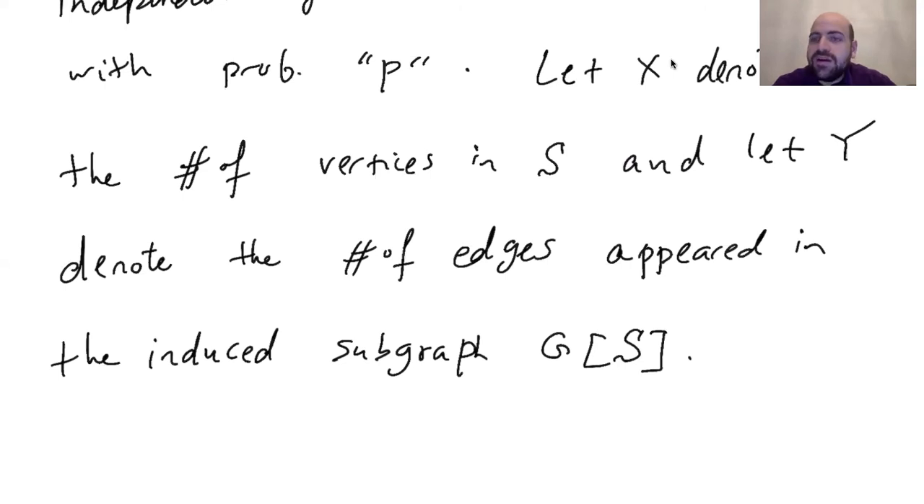So Y is going to be the number of edges appearing in the induced subgraph. Again, Y is also a random variable. What are the possible outputs of this random variable? There could be 0 edges in the induced subgraph, 1 edge, or all the way to M edges, because remember, my assumption is that G has M edges in total. Of course, in the induced subgraph G of S, I cannot have more edges than the original graph. So Y can be 0, 1, all the way to M.